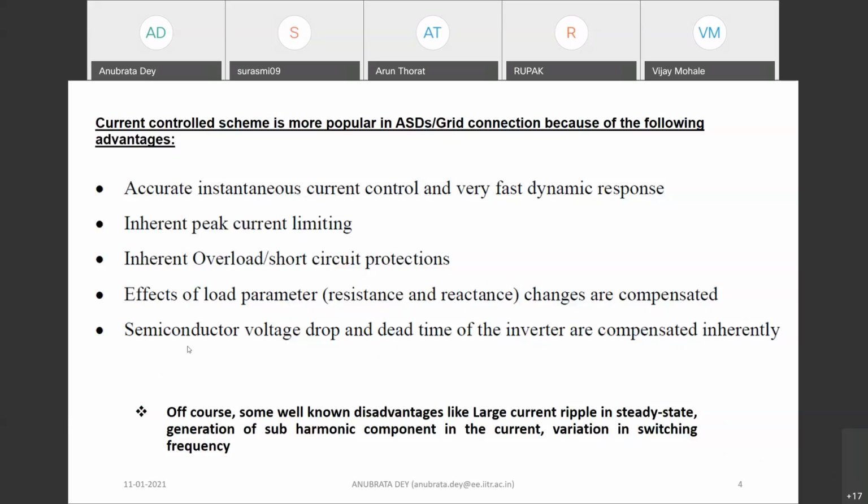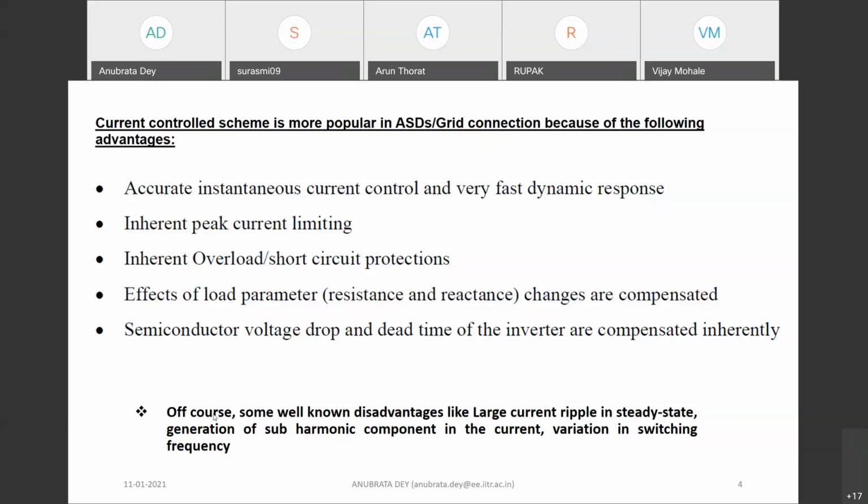So many works have been done in the literature on how to compensate the dead time in voltage source based converters, but here in current control, those dead time effects and voltage drop across the switches during the turn on condition automatically get compensated by the current controller.